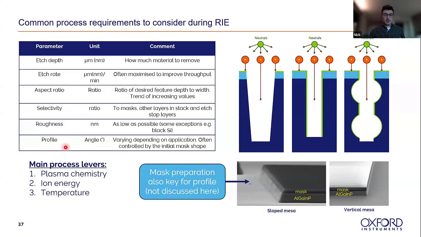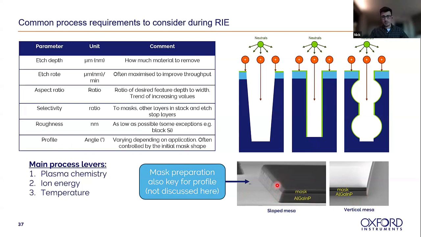And then lastly, one of the things we often try to tune for is profile as well. Again, this varies depending on the application you're interested in. We can see on the right here an AlGaN indium phosphide mesa etch. Some people want a sloped profile, and some people want a vertical mesa structure. So it really depends on the application space that you want.